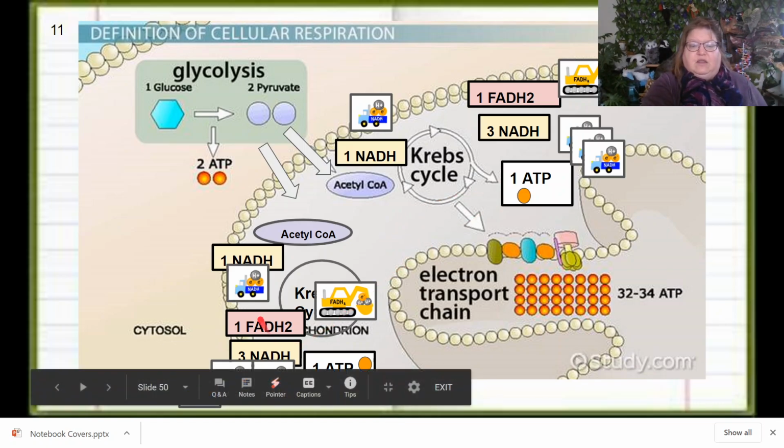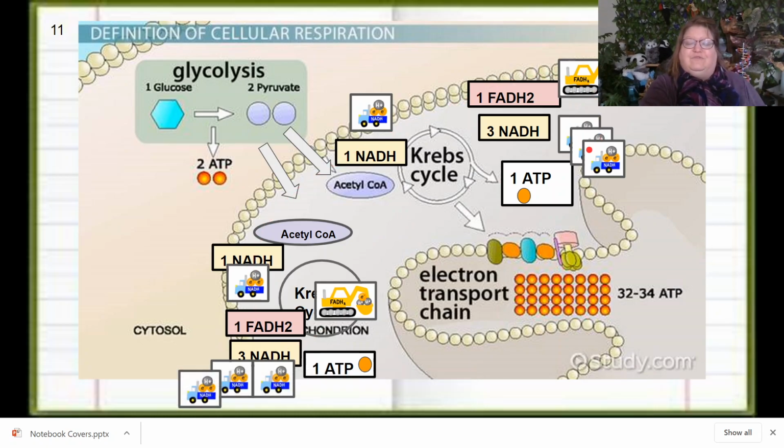So we've got our nice little army convoy of electron carriers, NADH and FADH2. But what can we do with them? Because they are not ATP. We want ATP. Well, what we're going to do is we're going to go to our electron transport chain, and this is going to be the big payoff.